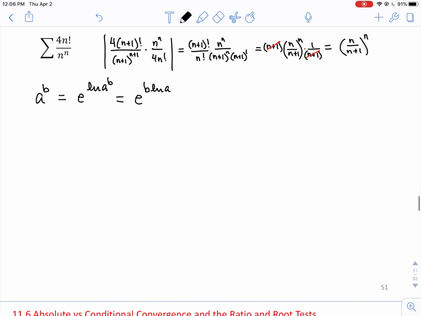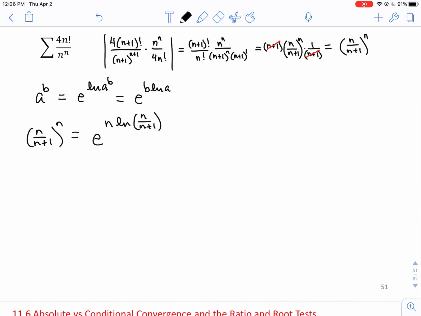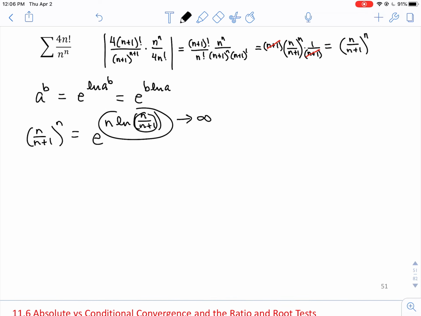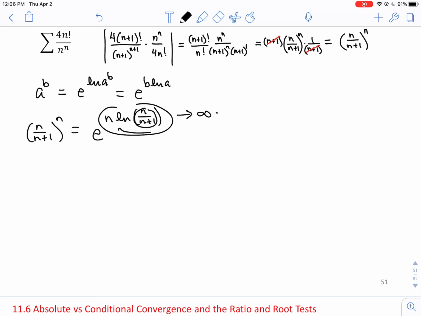I'm going to use this on this sequence. Now I'm going to analyze the exponent. The n is approaching infinity. Inside here, this is n over n plus 1. That's approaching 1, but the natural log of 1 is 0. So this is still an indeterminate form, but it's a product indeterminate.